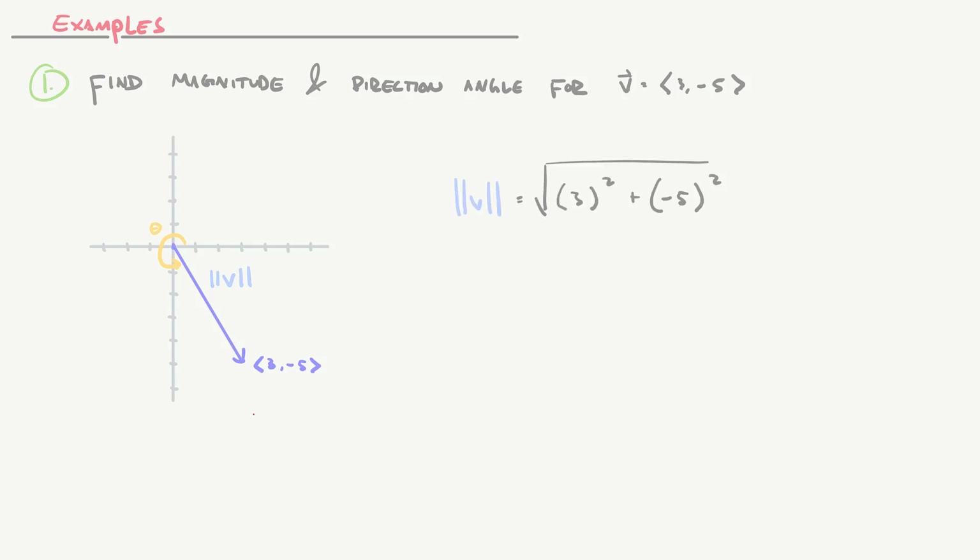Starting with the magnitude, we know the magnitude of v is going to be the square root of the horizontal component squared plus the vertical component squared, which gives us the square root of 34, which is about 5.83. Done. Magnitude we can check off.